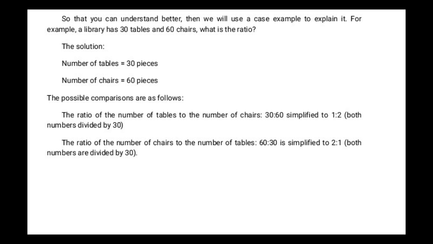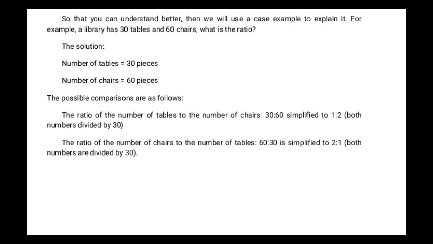So that you can understand better, we will use a case example to explain it. For example, a library has 30 tables and 60 chairs. What's the ratio? The solution: number of tables 30 pieces, number of chairs 60 pieces.